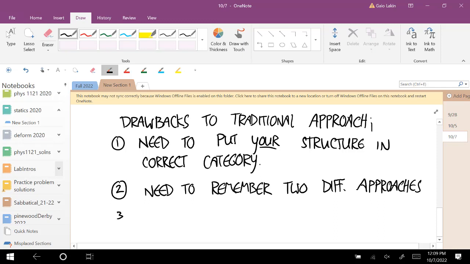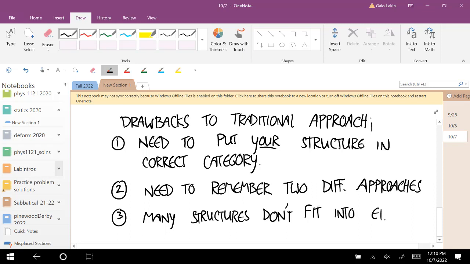And third, maybe most importantly, there are a whole bunch of structures that don't fit into either one of these two categories. So many structures don't fit into either category.